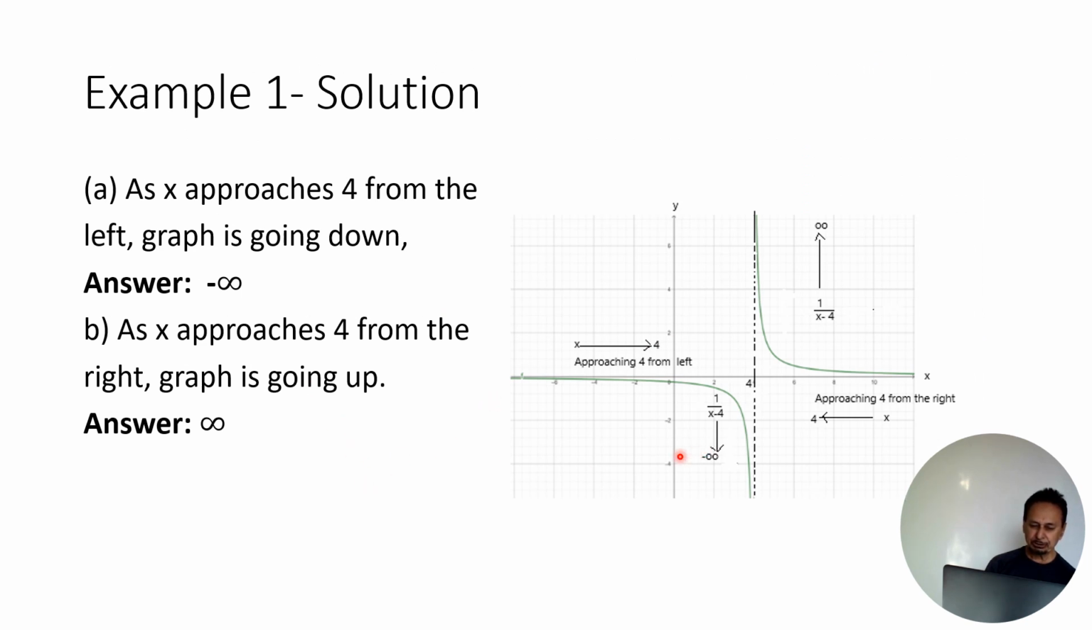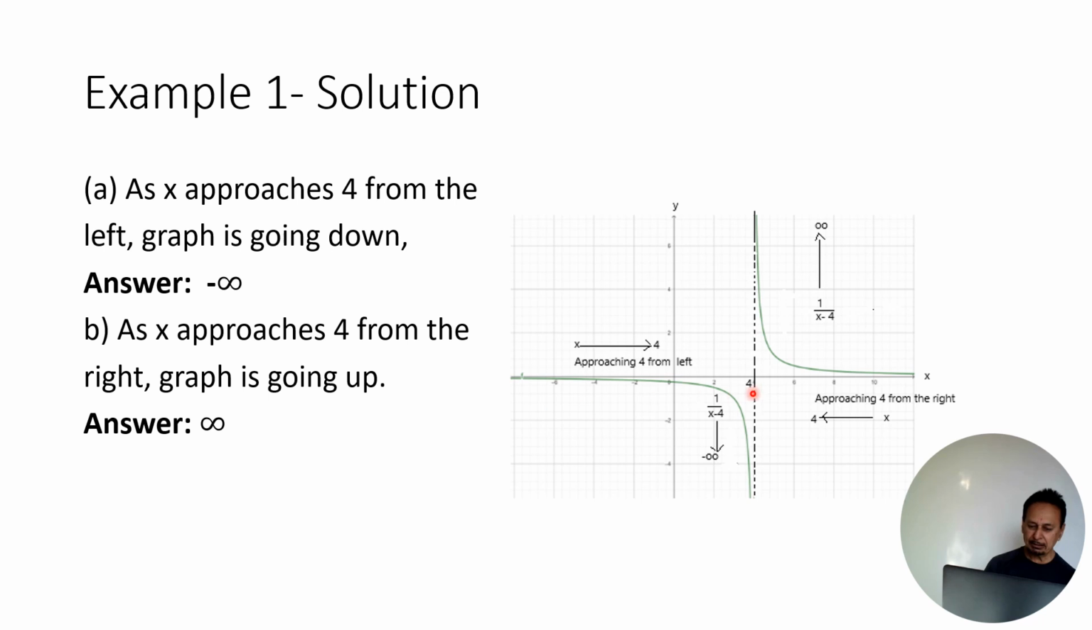So look at the picture. As x approaches 4 from the left, so this is 4 here, and we're going this way, you can see the graph is going downward. So the answer would be f of x approaches minus infinity. So the answer is minus infinity.